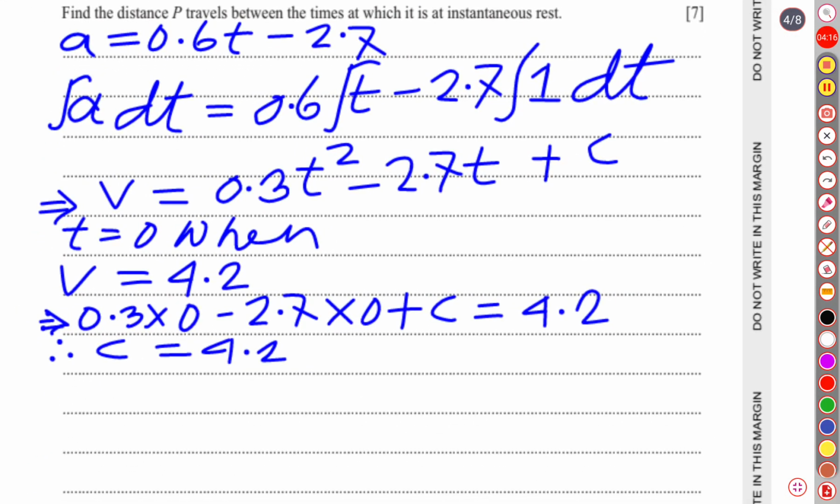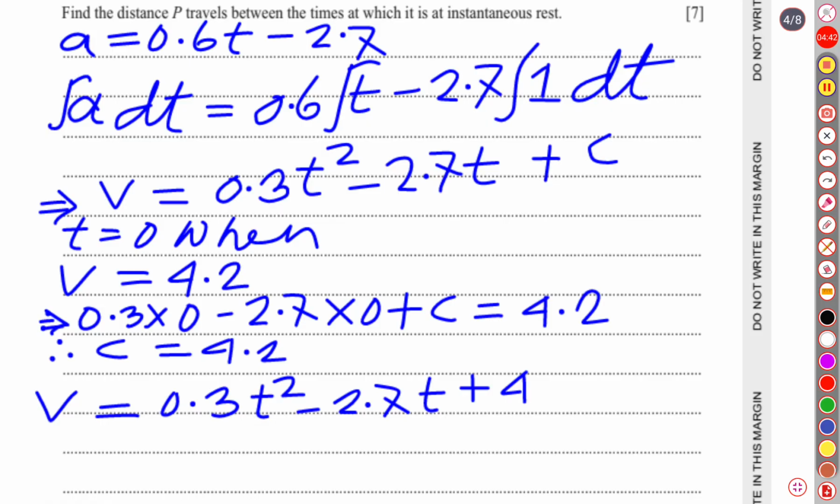Hence we can write the expression for our velocity. So v equals 0.3 t squared minus 2.7 t plus 4.2. So this is the expression for velocity. That means this is a quadratic graph, and in this quadratic graph, the initial value was 4.2.